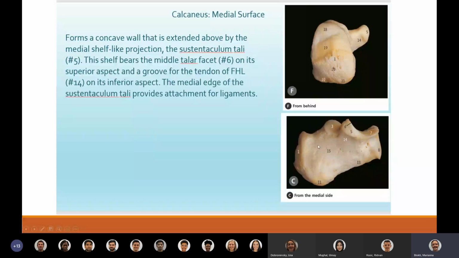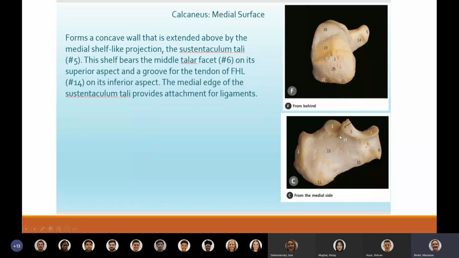All right, medial surface. What's important to know about the medial surface? It has this nice ridge of bone called the sustentaculum tali. It's a shelf, and on top of it bears the middle talar facet on the superior aspect. Another test question: right underneath it is your groove for the flexor hallucis longus tendon. Remember, we also have a groove for the FHL in the back of the talus. That's an important spot.